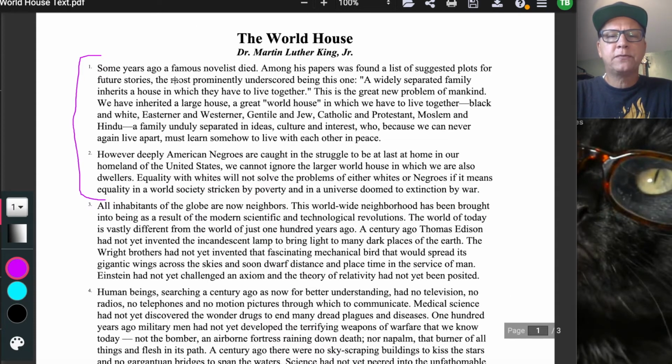Okay, so this first paragraph, we're in a great world house. We have to live together, and it goes through all of these. Easterner and Westerner, that's pretty general.